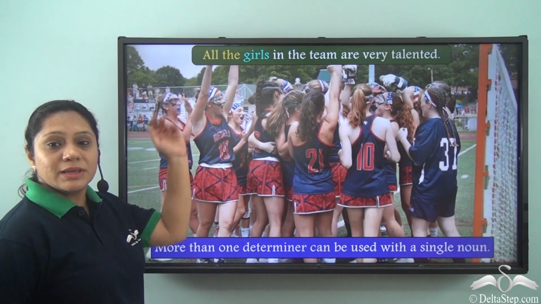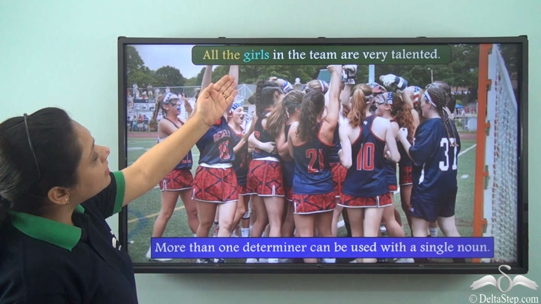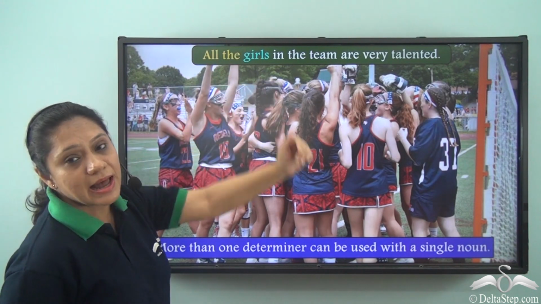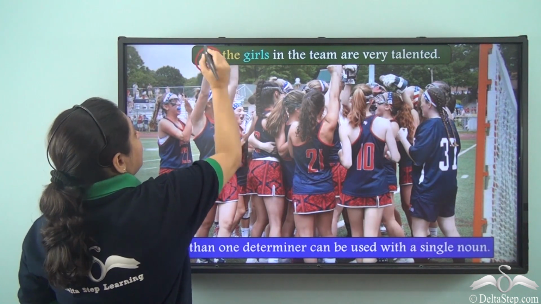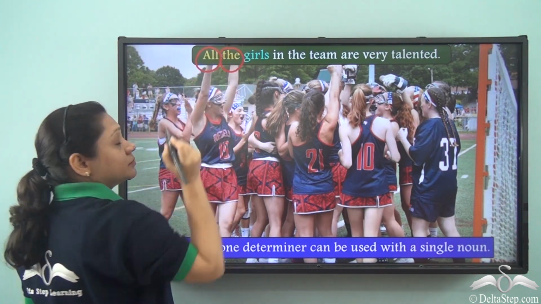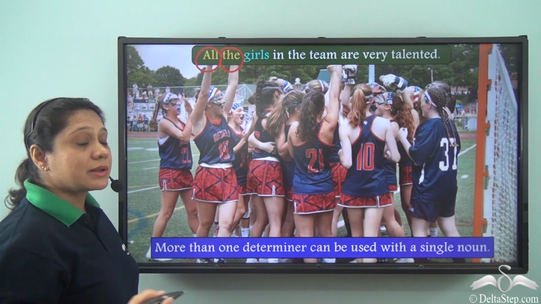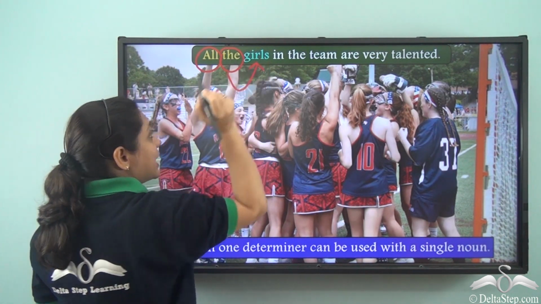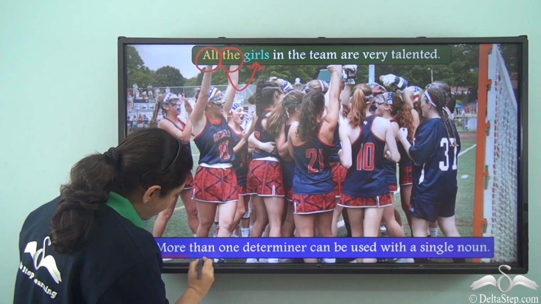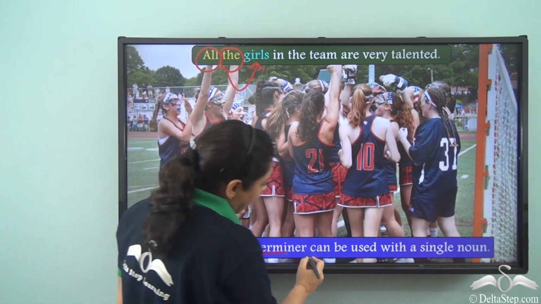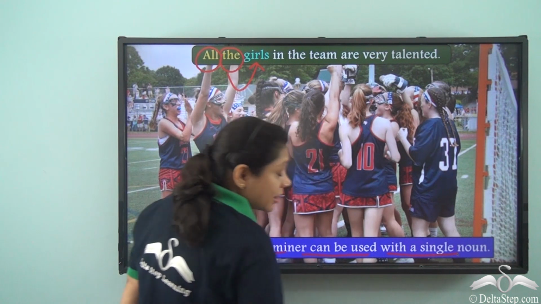But what about this sentence? All the girls in the team are very talented. Now in this sentence, you see we have used all, the two determiners which are specifying the same noun, girls. So we can say that more than one determiner can be used with a single noun.